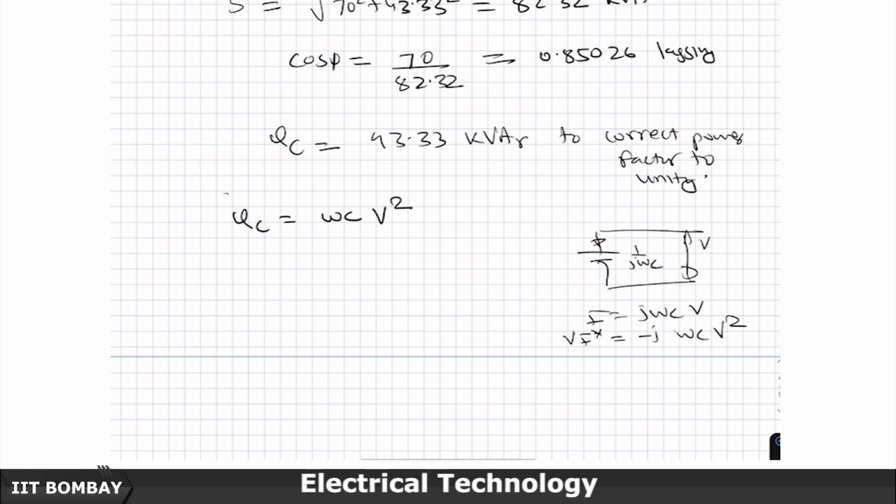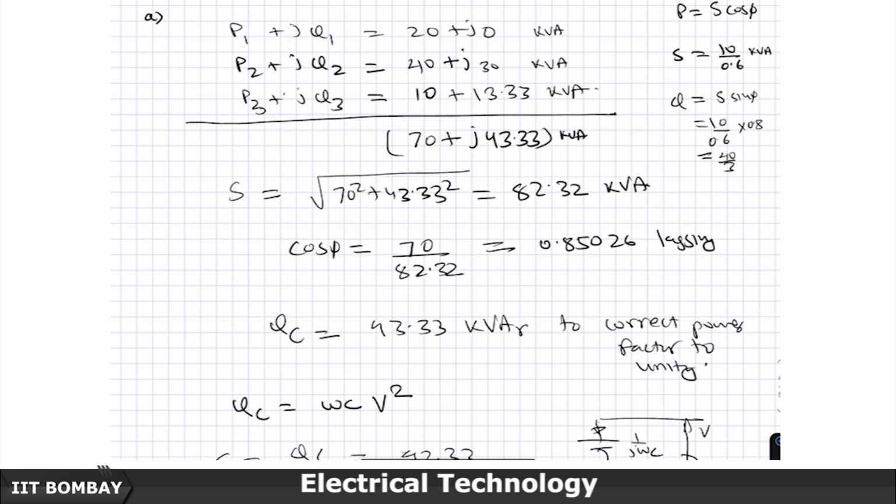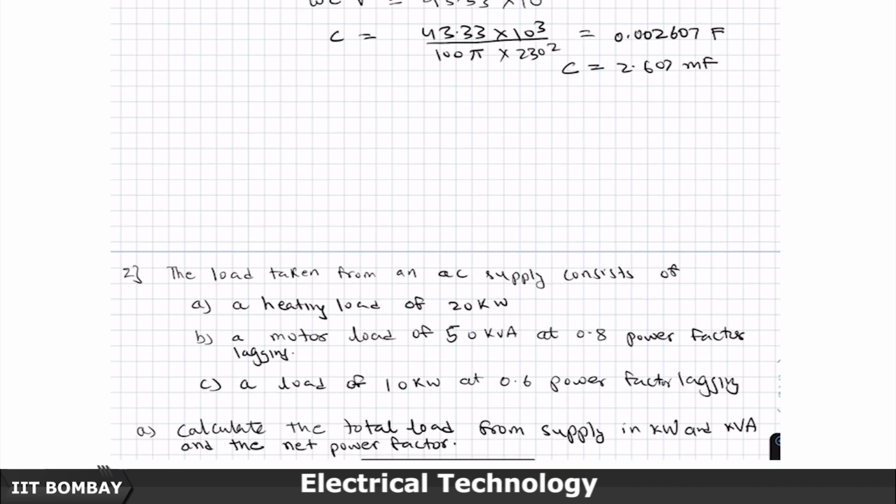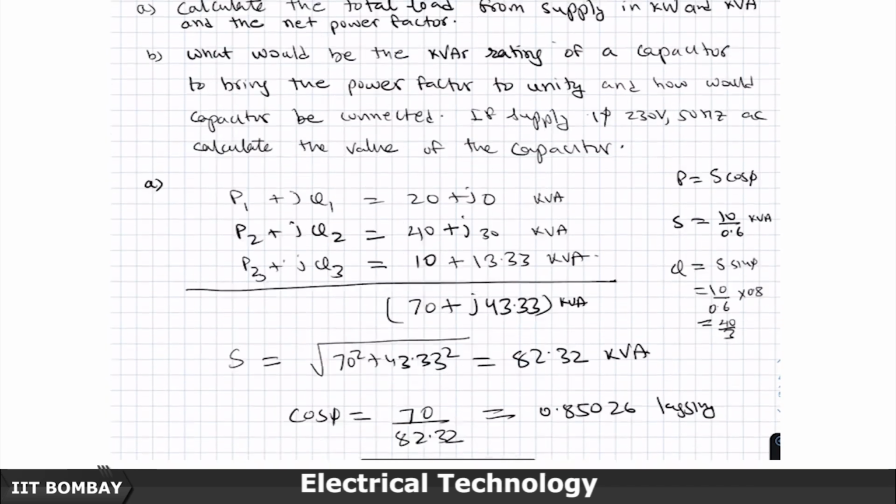So, therefore, QC can be written as omega C V squared, and so the C will turn out to be QC divided by omega V squared. So, this will be 43.33 divided by 2 pi 50 into 230 squared, and I have calculated this value. This value is going to be equal to, yeah, so one more small correction.